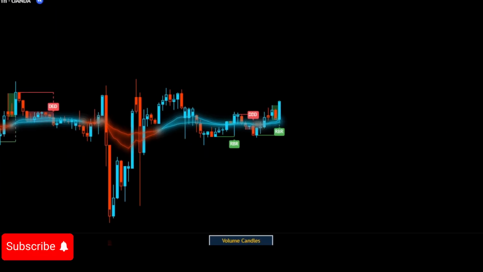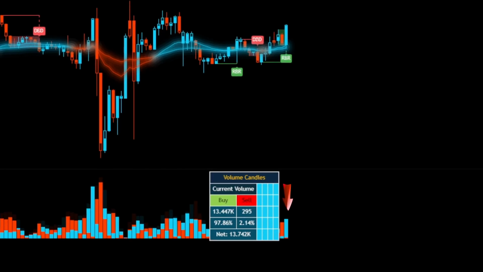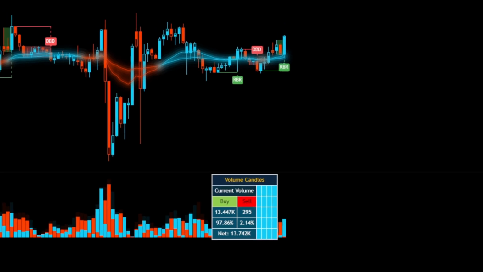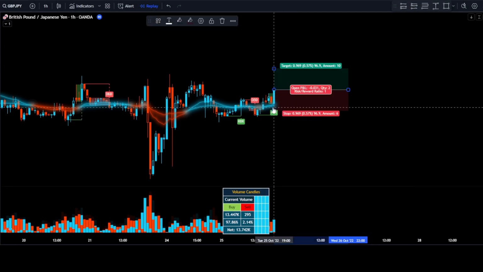How to place a buy entry. If the supply and demand indicator shows a green RBR signal, it is a buy signal. Ensure that the trend indicates a bullish trend. Ensure that the volume delta histogram shows that bullish volume is dominating over bearish volume. As confirmation, ensure that the data table also shows a buy confirmation. If all conditions are met, you can place a buy order after the candlestick closes.